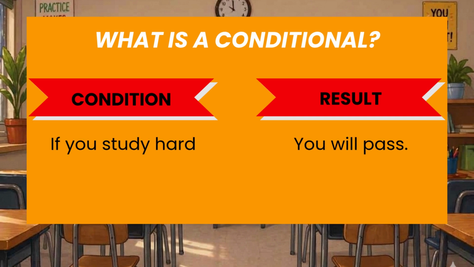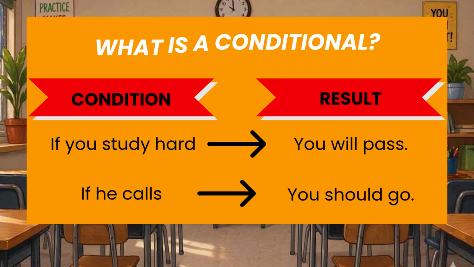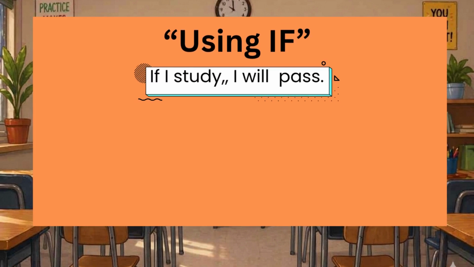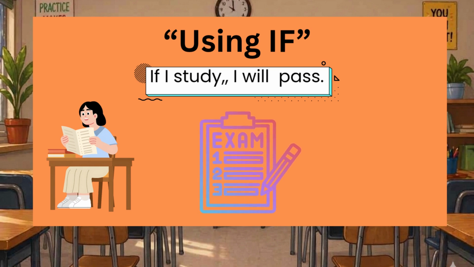An example is as follows: if you study hard, which is our condition, you will pass, our result. If he calls, you should go. When using if in the present tense, we use will plus the verb. For example, if I study, I will pass.